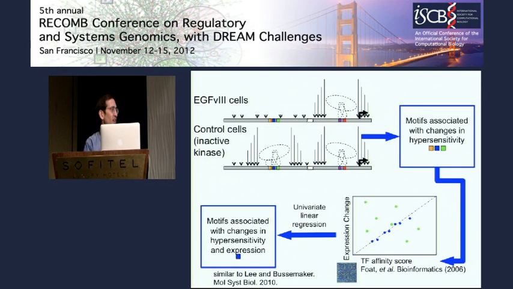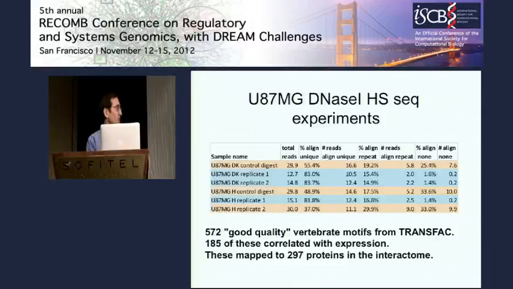And she narrowed that list down further by using a regression-based approach, where she asked whether the strength of the motif was correlated with the strength of the expression change. And using this univariate regression, then, she was able to associate with every transcription factor a probability that it actually was regulating the genes in these two cell lines. So she collected, as I said, hypersensitivity data in both the cells expressing the V3 mutant and the inactive kinase. And then she went from having about 600 transcription factors that were all equally probable, you might think, as binding, to having 185 motifs.